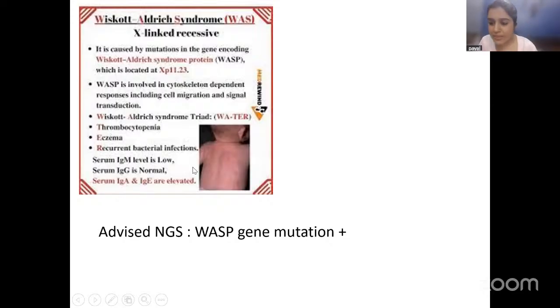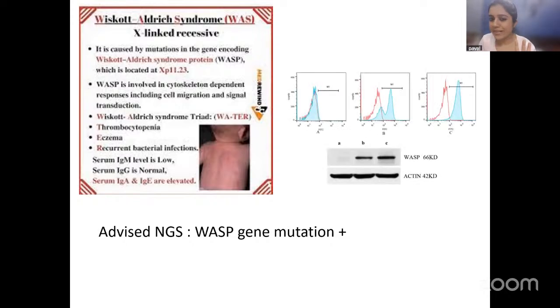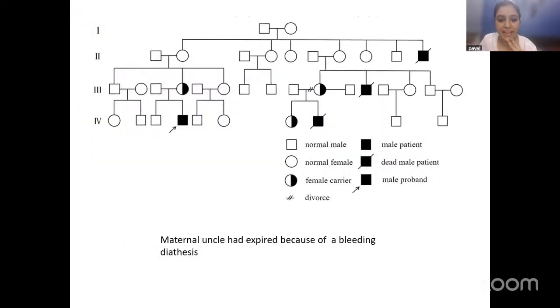And the moment we saw that, the resident went back and said that we did not do a proper pedigree analysis. When you do the pedigree analysis, you realize that the mother says that the maternal uncle had expired because of a bleeding diathesis, which they did not know of. They did not have any details. But if you look at the pedigree, you will see that the females are carriers and the males are the ones which get affected. And they have expired also, so you have to do a three-generation pedigree analysis at least.